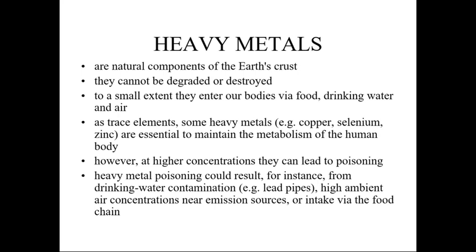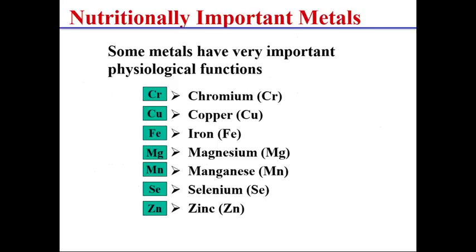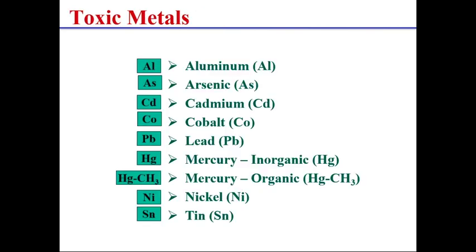And heavy metal poisoning could result from drinking water contamination. Actually, the discovery of heavy metal poisoning was because of the drinking water contamination which came through lead pipes. So the nutritionally important metals we have looked at are chromium, copper, iron, magnesium, manganese, selenium, and zinc. And the toxic heavy metals are aluminium, arsenic, cadmium, cobalt, lead, mercury, nickel, and tin.